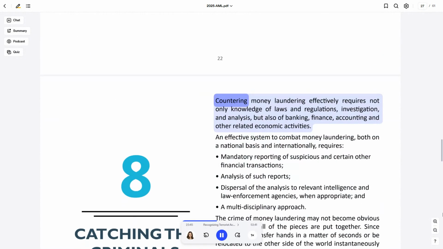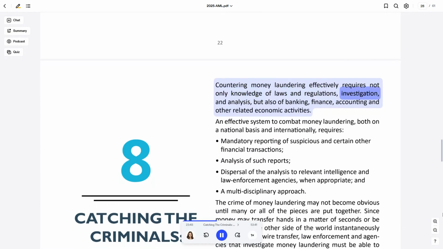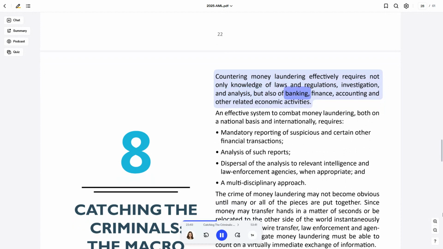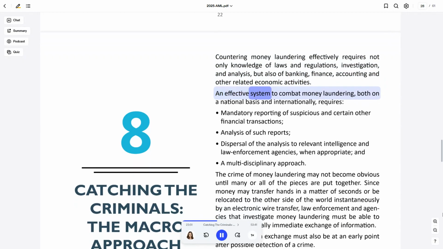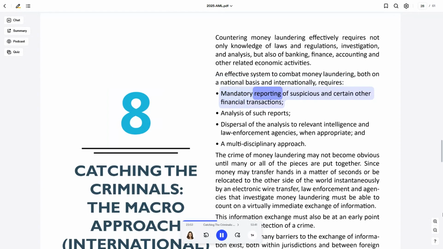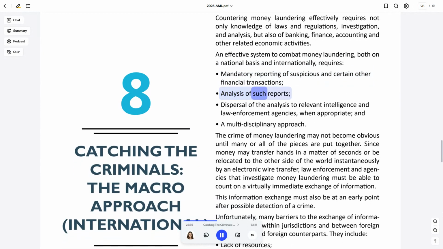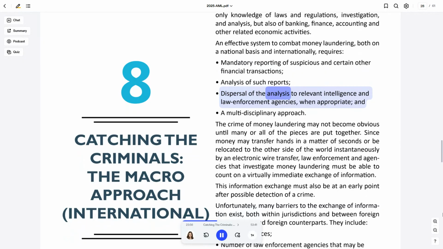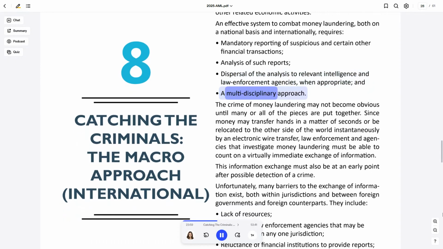Countering money laundering effectively requires not only knowledge of laws and regulations, investigation and analysis, but also of banking, finance, accounting, and other related economic activities. An effective system to combat money laundering both on a national basis and internationally requires mandatory reporting of suspicious and certain other financial transactions, analysis of such reports, dispersal of the analysis to relevant intelligence and law enforcement agencies when appropriate, and a multidisciplinary approach.